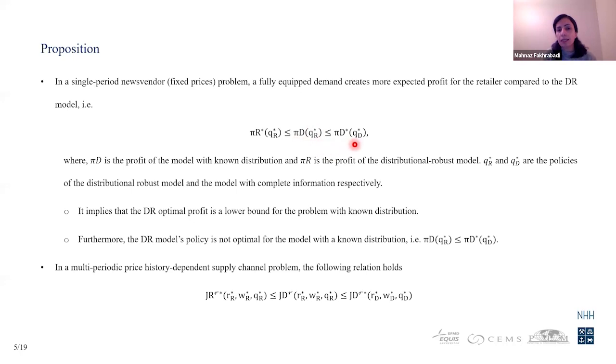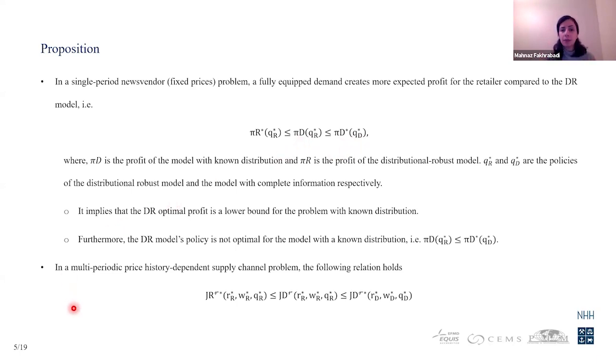And it's obvious from here that if we solve the problem with non-distribution and we get this decision as Q_D, it is at least better than when we calculate our model with non-distribution but using the decision variables coming from the distributionally robust model.